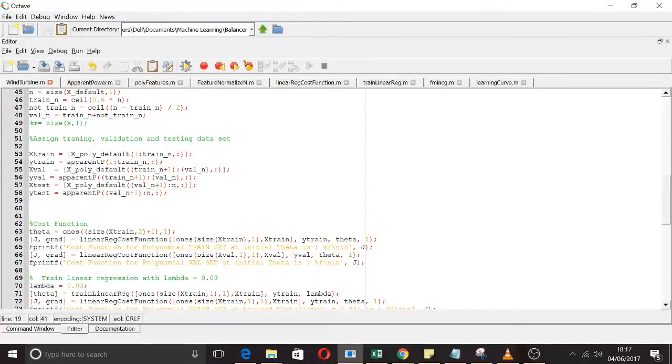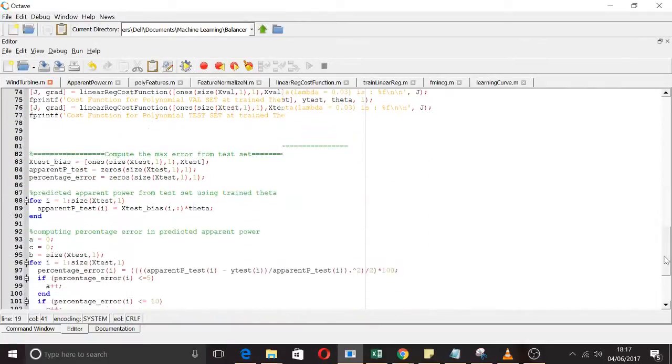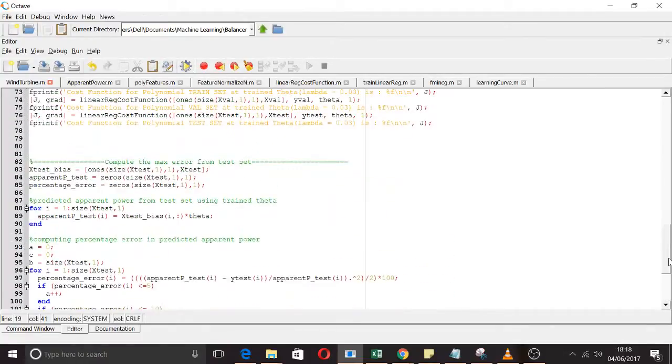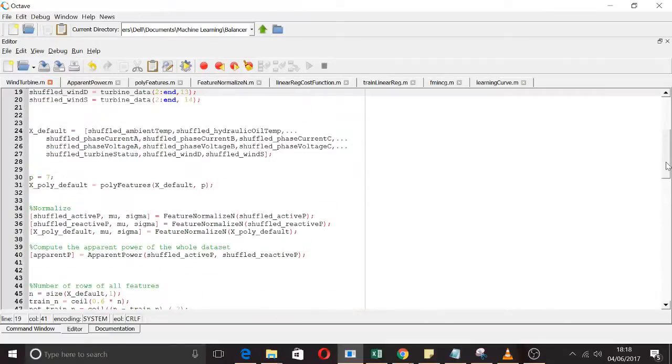Our algorithm is trained using some number of our data set, and then we validate to ensure that it's working properly, and then we use a new data set to test it so as to ensure accuracy. Down here we are calculating the percentage error based on our prediction and the actual value of the apparent power, to show how well our algorithm is working.